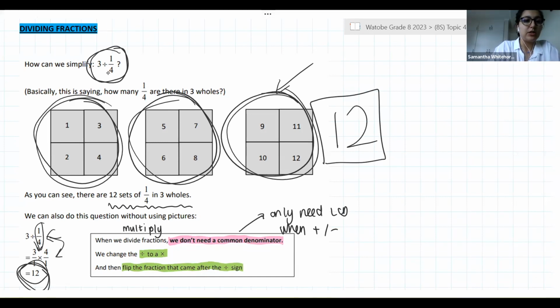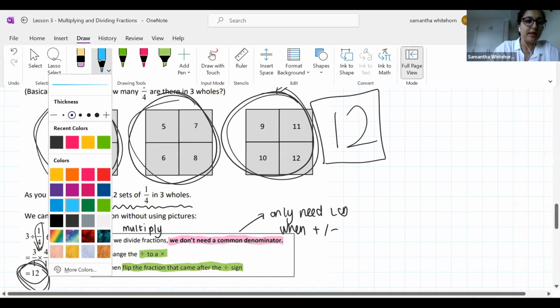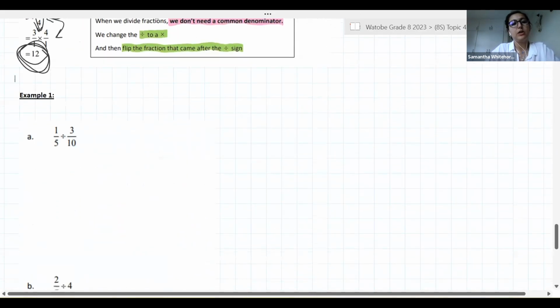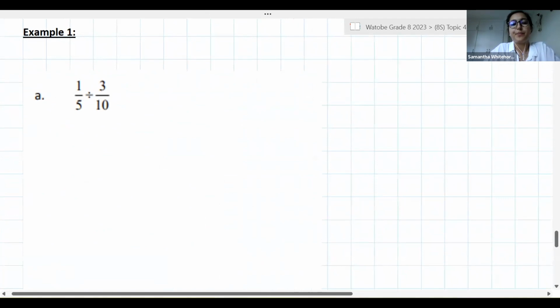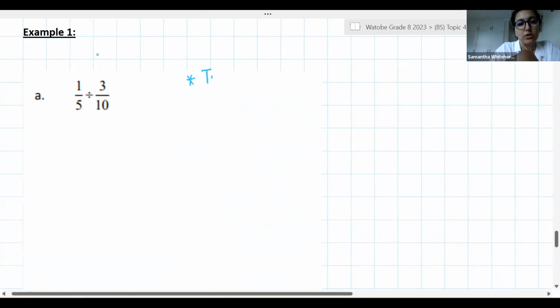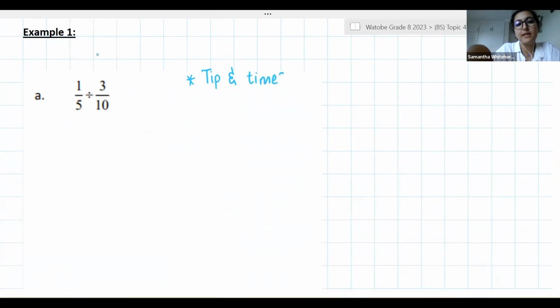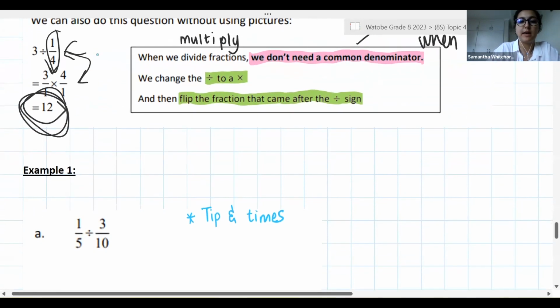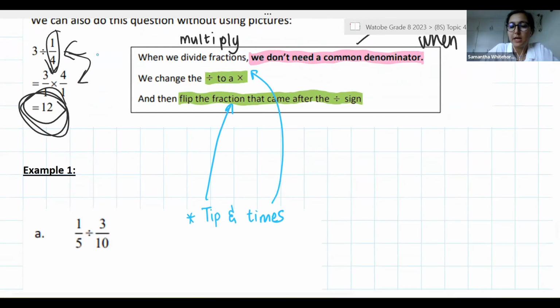Alrighty, so let's have a look at an example. I'm going to work the first one with you, and then you can try one by yourselves. So let's have a look at example A here. We've got 1/5 divided by 3/10. Now, there's 2 ways that you can think about this. So I always learned at school tip and times. Some of you might have heard that before. Basically, what it means is exactly what this block is saying. You flip the fraction, and you change the division to a multiplication. That's what tip and times means. Flip the fraction after the division sign, change the division sign to a multiplication.